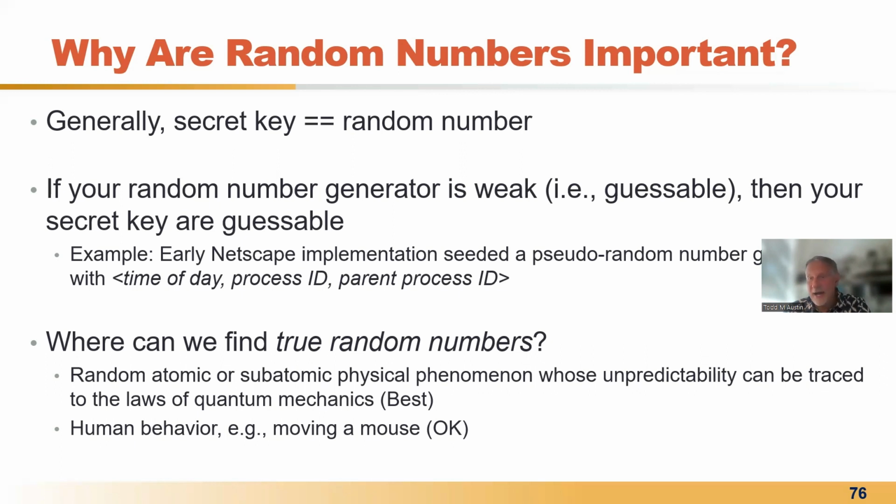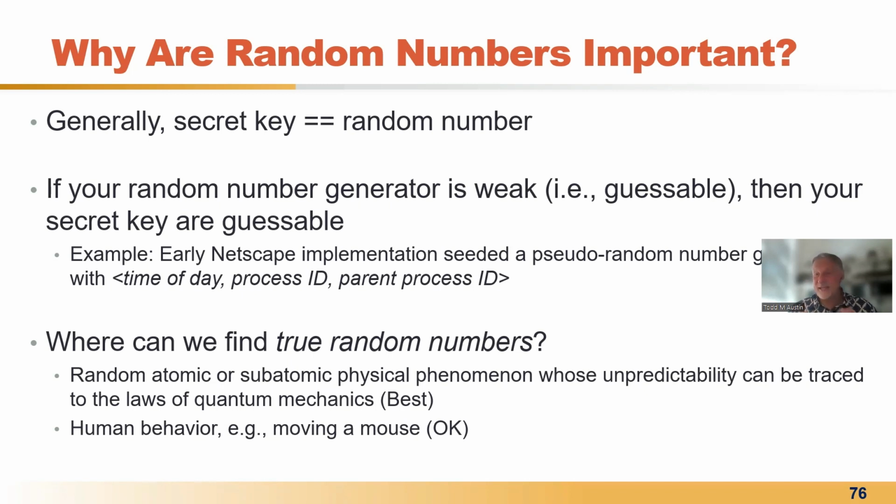And that means we need to find what is essentially chaos. Remember back to Jurassic Park, where the scientist is always talking about chaos. That's what we need to make our random number generations. So where can we find this?